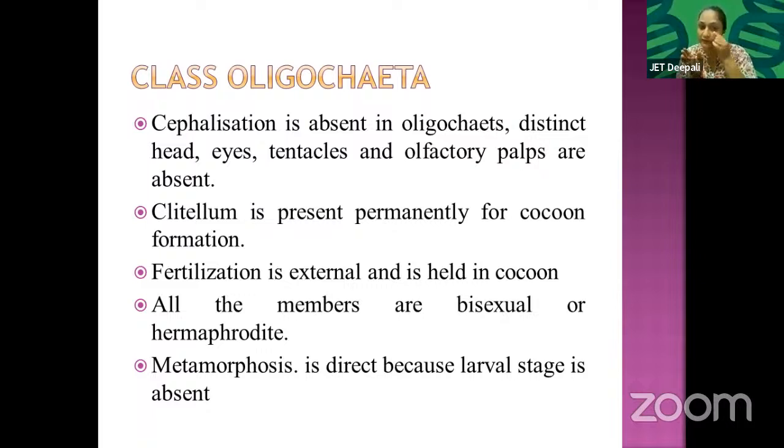Metamorphosis is direct because the larval stage is absent. Earthworms do not have a larval stage. They have cocoons. They lay their sperms and eggs inside the cocoon, and the cocoon grows into a new earthworm.